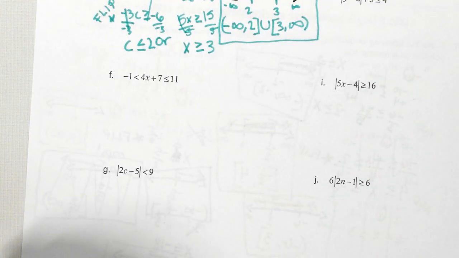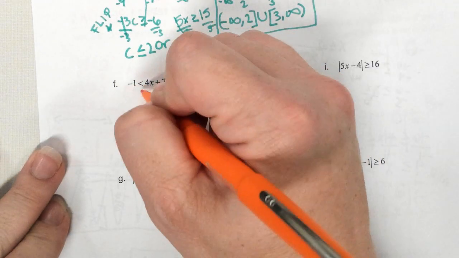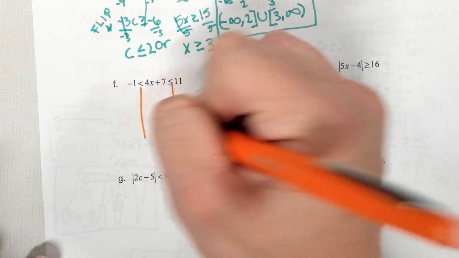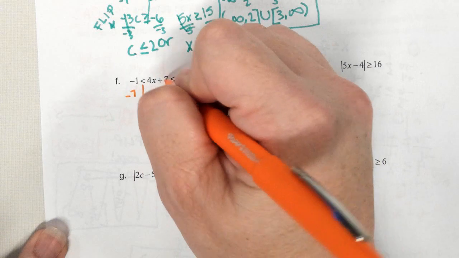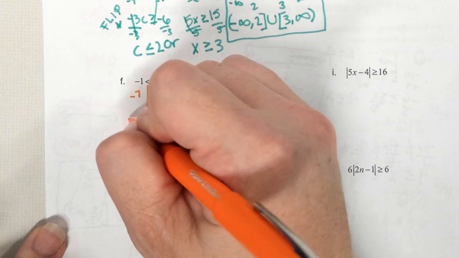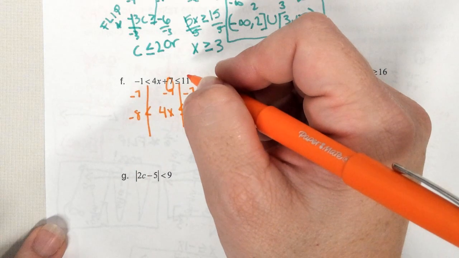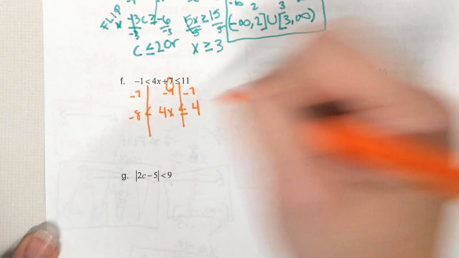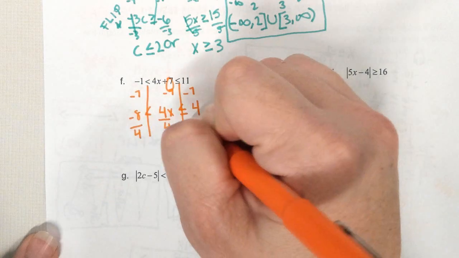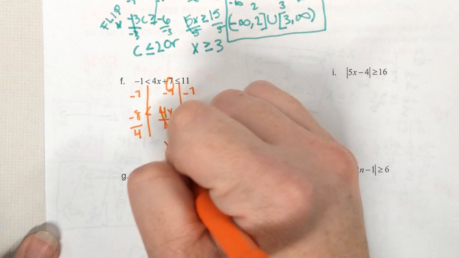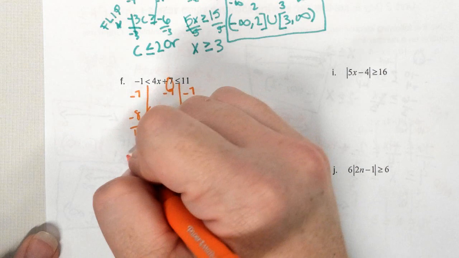Okay, last AND problem that doesn't have an absolute value. Okay, so I'm going to do -7 minus 7 minus 7. Okay, and I get -8 is less than 4x is less than or equal to 4. Divide everything by 4. I don't have to flip any symbols. 4 divided by 4 is 1. -8 divided by 4 is -2.